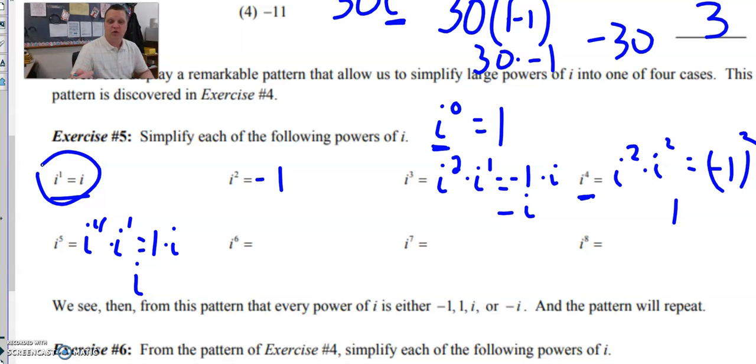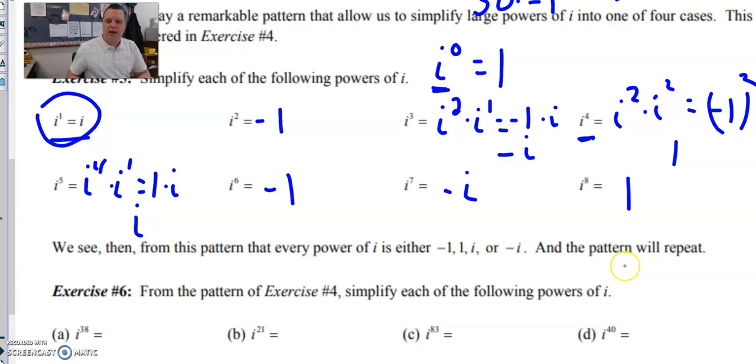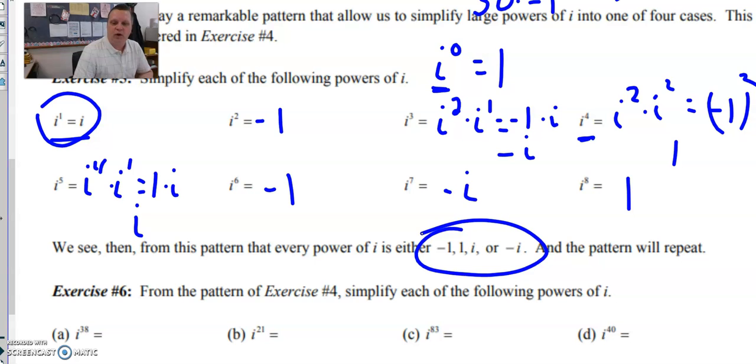I to the sixth is going to go with I squared, which is negative 1. I to the seventh will be just like I cubed, which is negative I. And then I to the eighth is back to I to the fourth, which is 1. So it's a recurring pattern. Now, the pattern here, you're going to have a negative 1, a 1, an I, or a negative I.